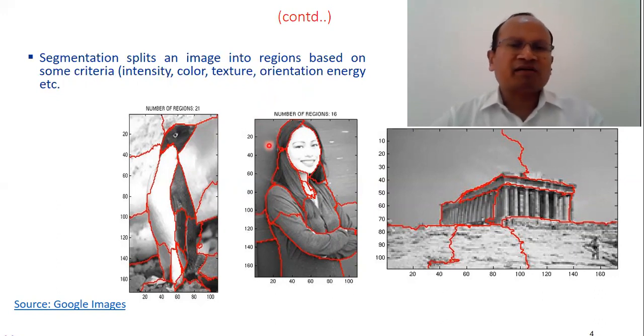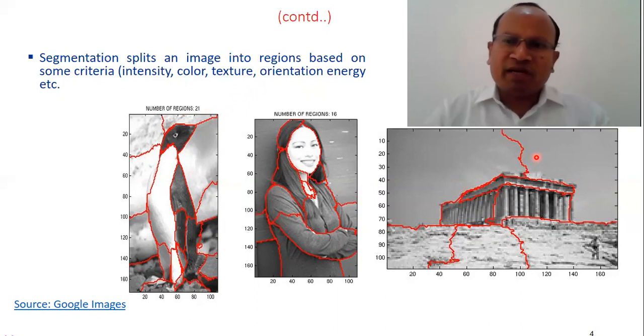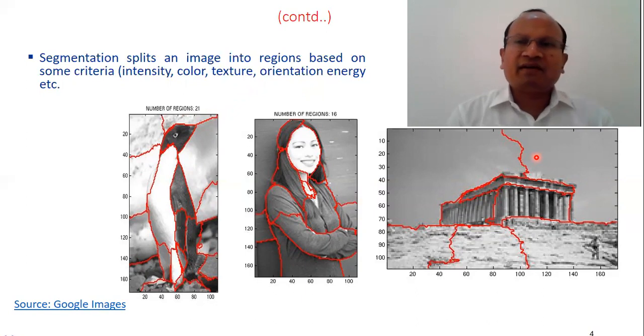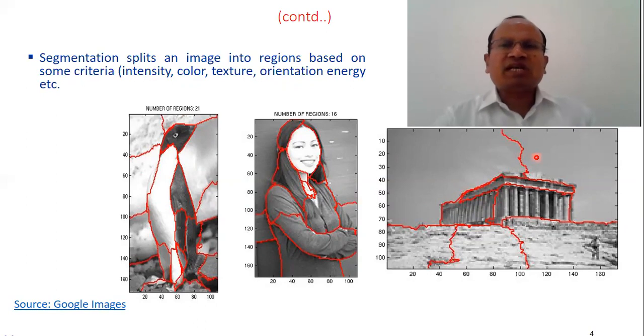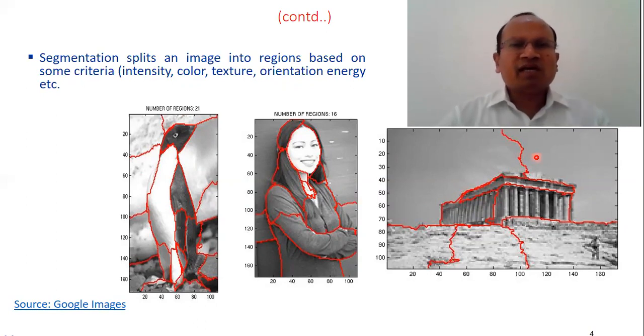For example, see here this particular first example where the splitting has been applied. How many total regions are partitioned? 21. In the second example we find that 18 different regions are there. Similarly, in the third one, 8 regions are there. So it depends on what the application is, and how many distinct regions there are which carry some meaningful information.